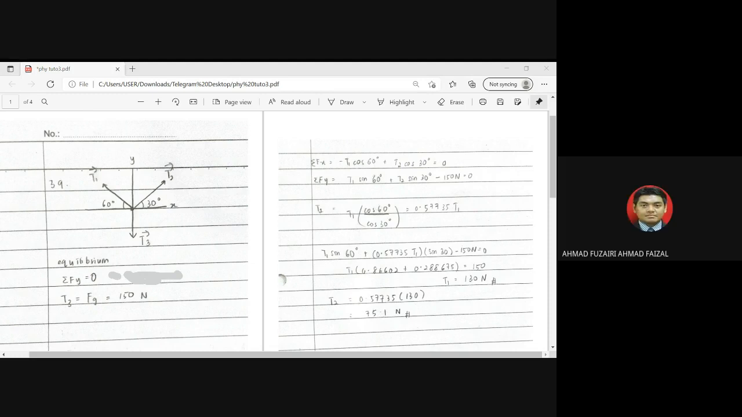Okay, very good. Very clear. I don't think ada problem. Kecuali kalau ada problem, tolong acknowledge ya. Okay, kita move next, number 40. Thank you, Amila.